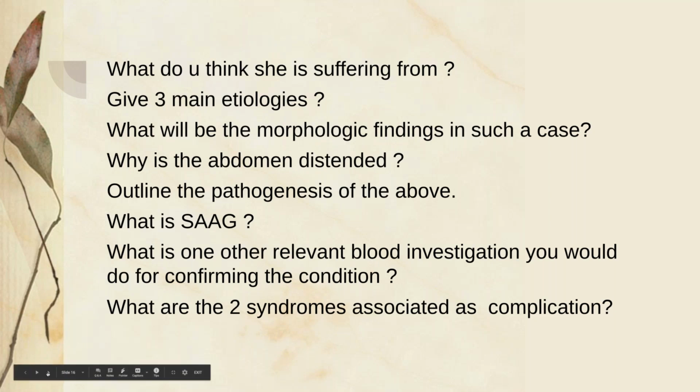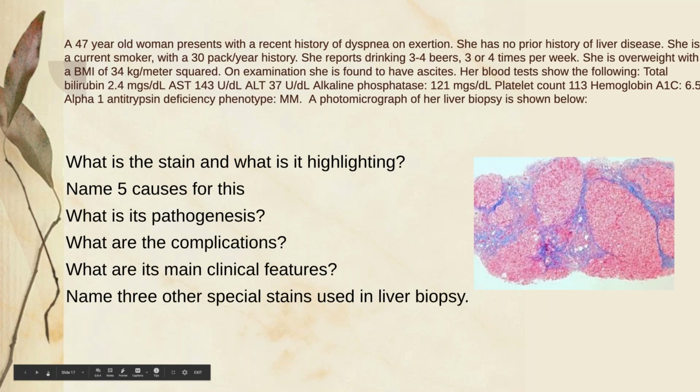Moving on to the next one. It is just to provoke a little bit of thought, stimulate thought. The next one is a 47-year-old woman who presents with a recent history of dyspnea. She has no prior history of liver disease, is a smoker with a 30-pack per year history, and reports drinking 3 to 4. She is overweight. Examination found ascites.